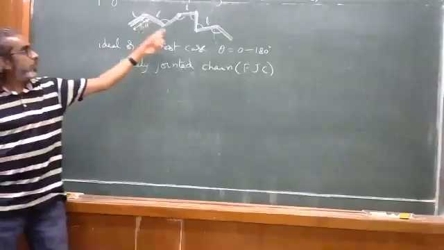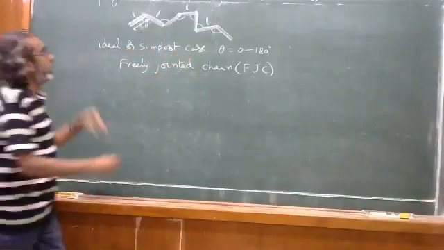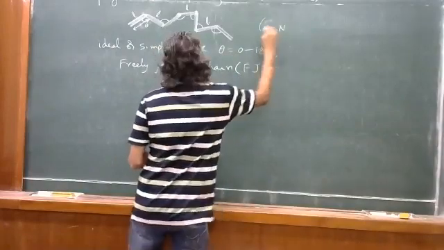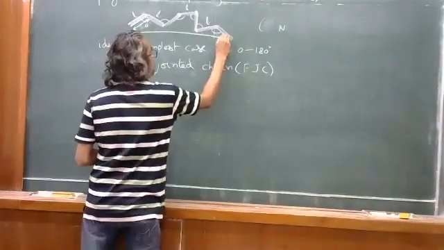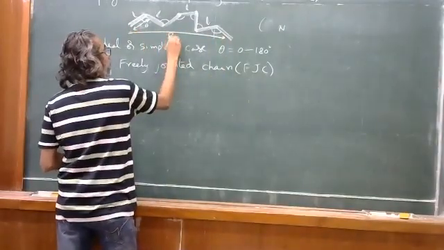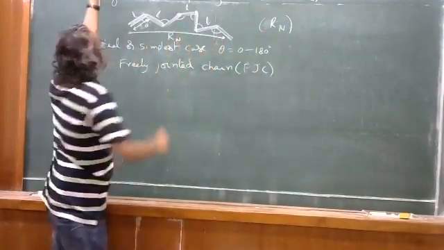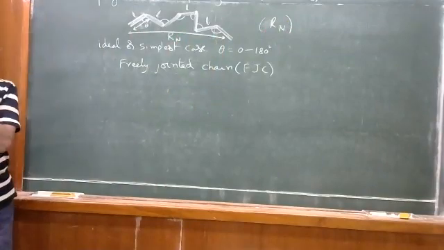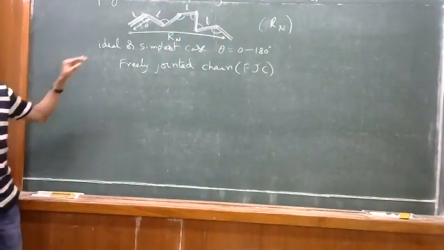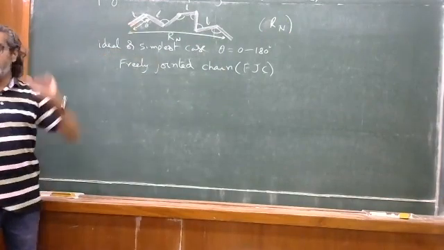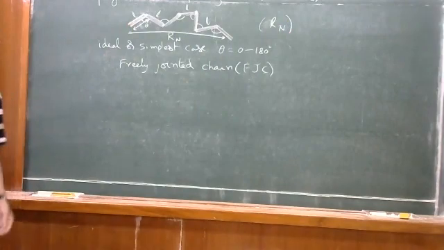Can we calculate, in this case, if you have n units, this length? This is exactly the same as Rn, the end-to-end distance. The only difference now is that this is a polymer where you don't have any restriction on theta. No restriction on theta means that you don't even worry about the dihedral, because the dihedral automatically comes into the picture in this case.